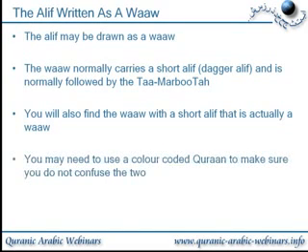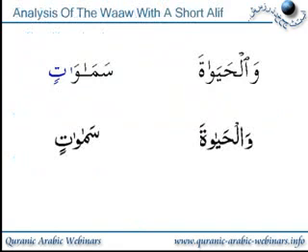You may need to use a color-coded Quran to make sure you do not confuse the two. So this is a very tricky one, and the easiest way is to use a color-coded Quran which identifies the two. Down the bottom then we have the wow with the small dagger alif. So that's what you're going to see. However, it can be read in two different ways. So let's do an analysis. So again, at the top we've got Uthmani script, and at the bottom we've got Majidi script.